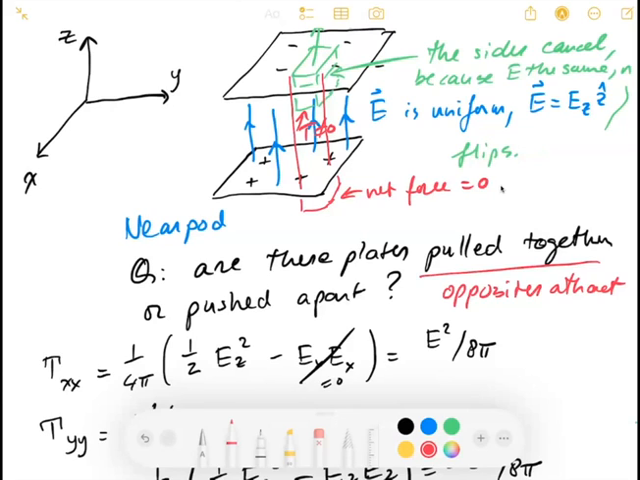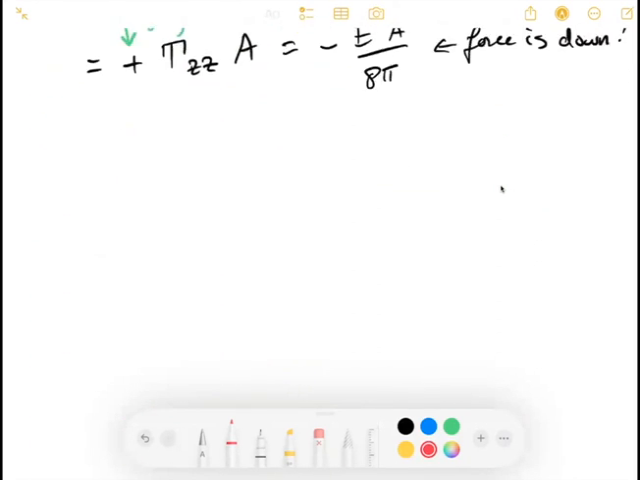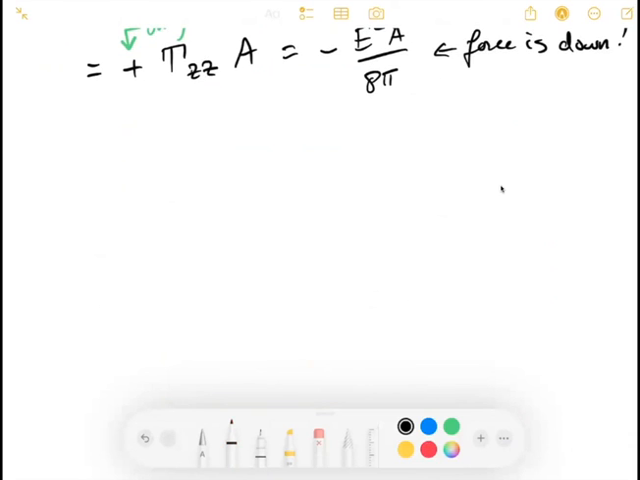Which means that now that we have that the force on the top is down, the force on the bottom needs to be up. And it comes right out of this Gaussian box and the stress tensor. Okay, so therefore the force on the bottom plate is up. Yay, that works.